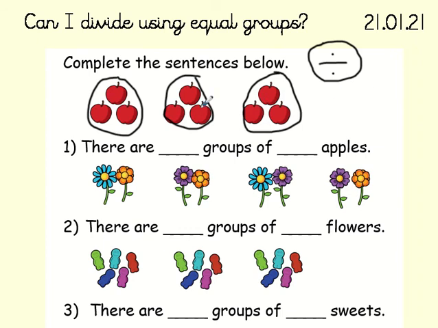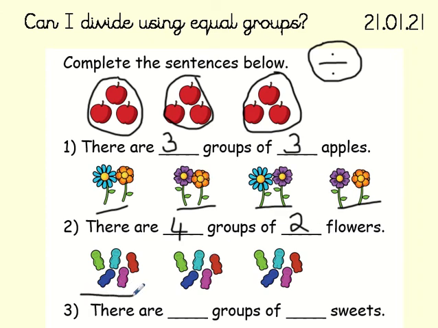Okay, so for the first one, we can see that there are 3 groups, and in each group there are 3 apples. So there are 3 lots of 3. I wonder if anyone can tell me what that is. 3 lots of 3, there's 9 apples altogether. What about question 2? How many groups have we got? 1, 2, 3, 4. So we've got 4 groups and there's 2 flowers in each. So there are 4 groups of 2 flowers.